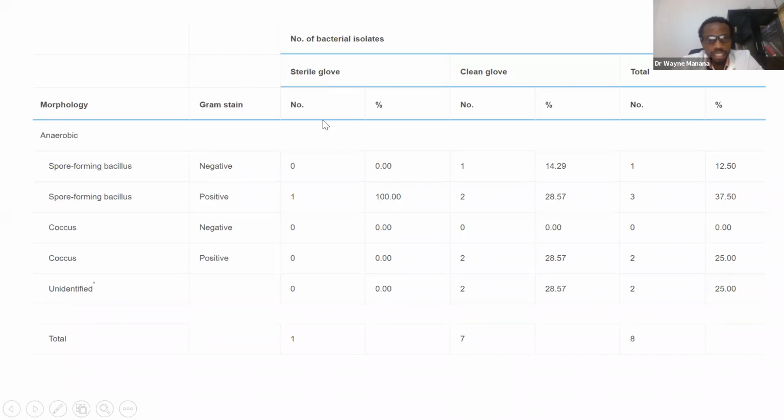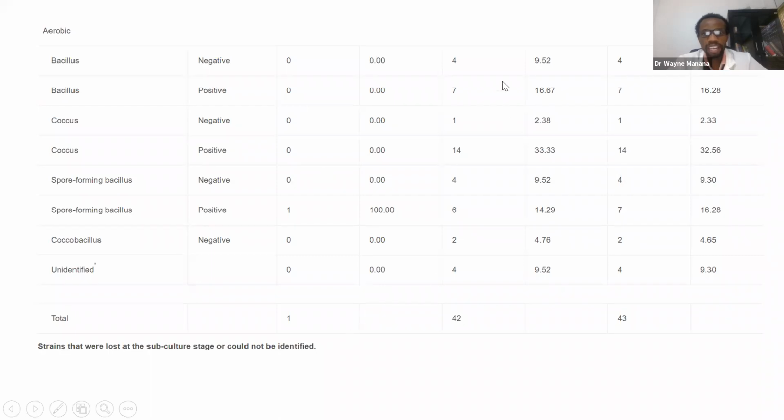So on the sterile gloves, on the anaerobic species, they realized that there was one bacterial count, it was positive for one. And then on clean gloves, let's just go to the total. So the total bacterial count that we would find on sterile gloves according to their study was one. And on clean gloves, just even before starting to use them, there were seven in terms of bacterial count after they did the culture. This is anaerobic. They also grew the aerobic, and they realized that for the clean gloves, the bacterial count was 42, yet the bacterial count for sterile gloves was only one.